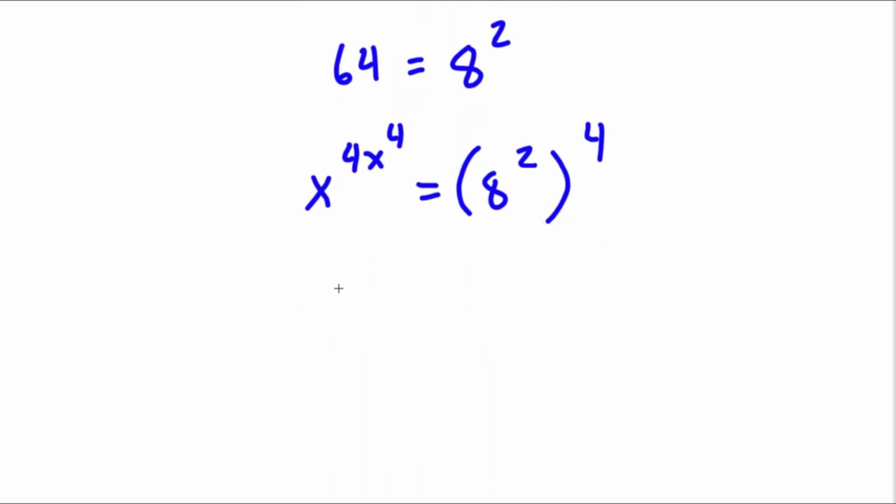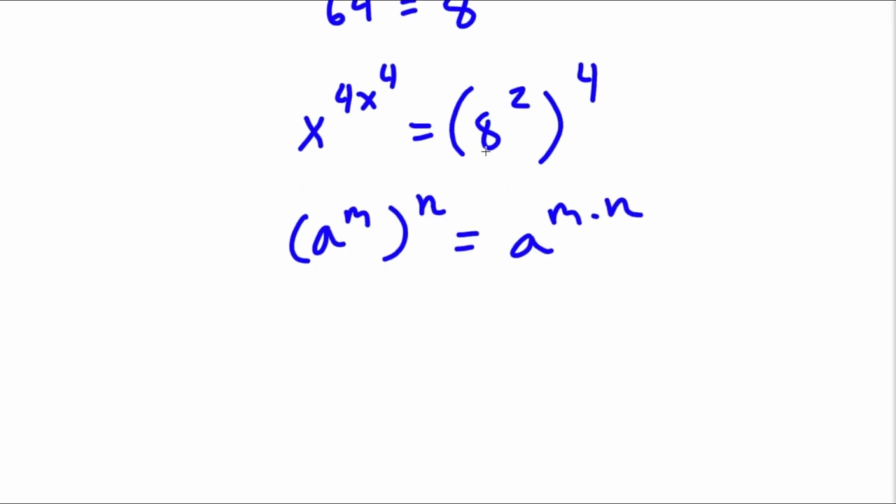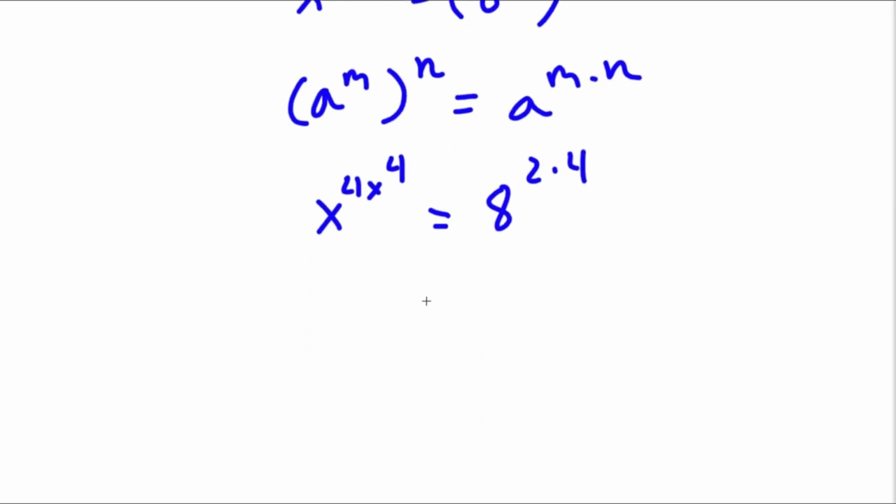Now remember how if I have something in the form a to the power of m to the power of n, this is equal to a to the power of m times n. So 8 to the power of 2 to the power of 4 is going to equal 8 to the power of 2 times 4. And 2 times 4 is 8, so I have x to the power of 4x to the power of 4 is equal to 8 to the power of 8.